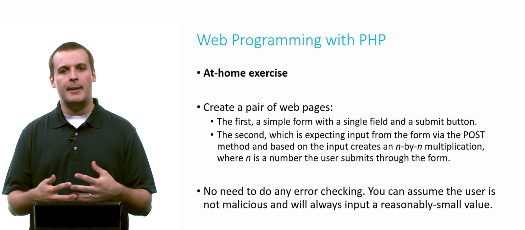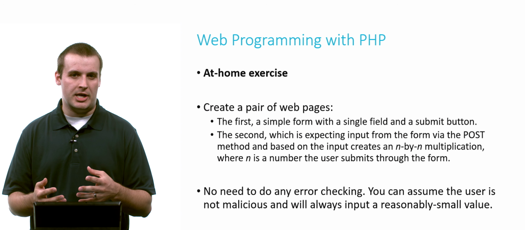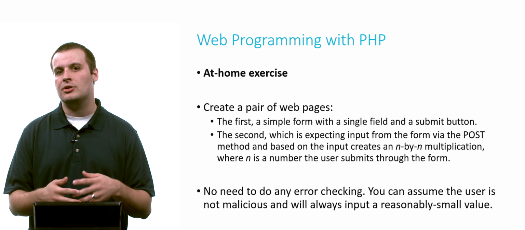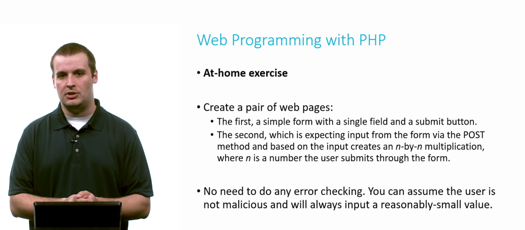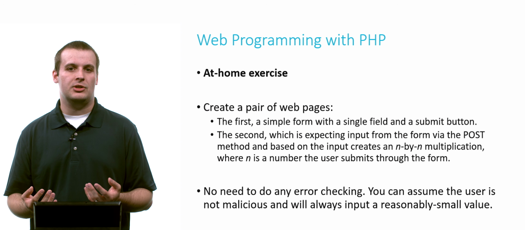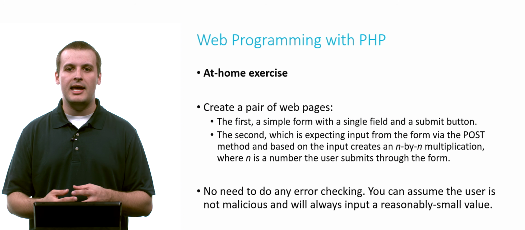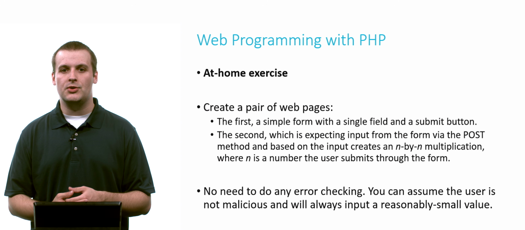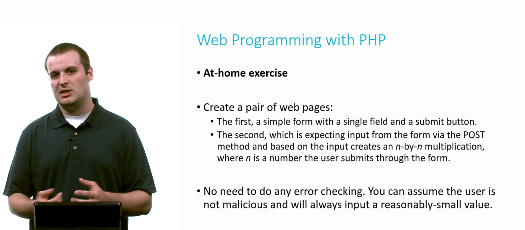And based on what the user typed, which you can assume will be an integer, you don't have to do any error checking or the like. You can assume that the user will type an integer value or something that can be interpreted by PHP as an integer into that form. You just want to create an n by n multiplication table. So if the user submits 10, we want to have a 10 by 10 multiplication table. If the user submits a 12, we want a 12 by 12 multiplication table.